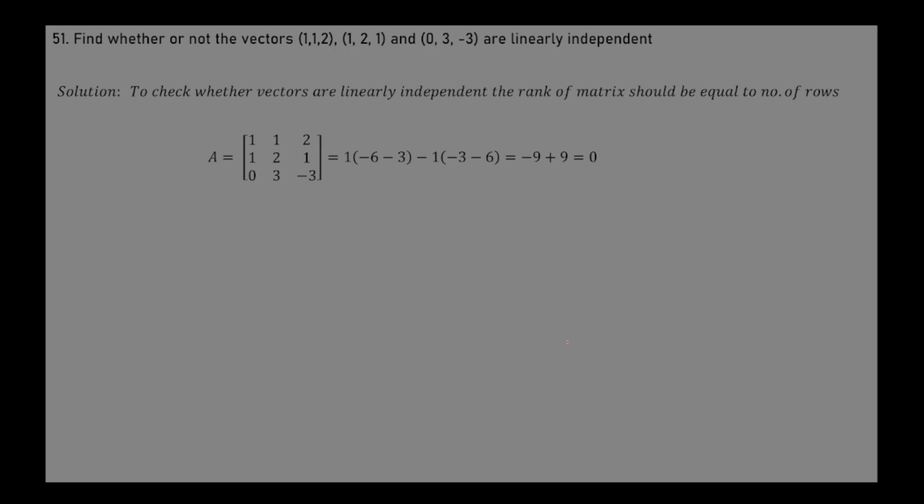Second question: find whether or not the vectors 1, 1, 2, 1, 2, 1, 0, 3, minus 3 are linearly independent. To check whether the vectors are linearly independent, the rank of the matrix formed by the vectors should be equal to the number of rows. So here there are 3 rows.